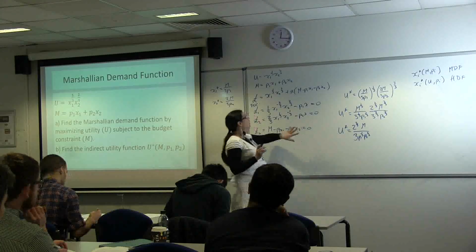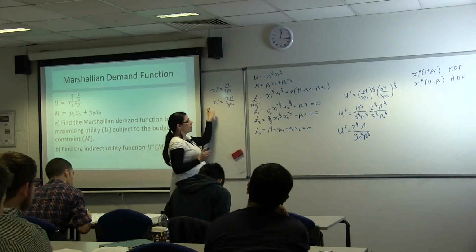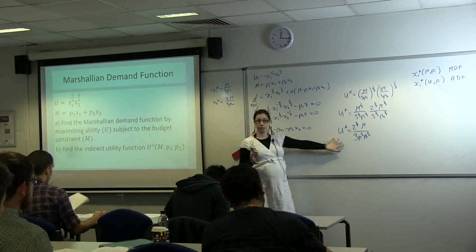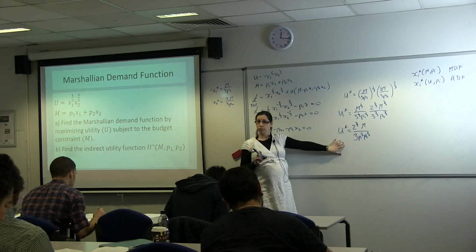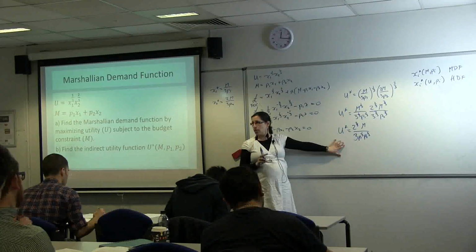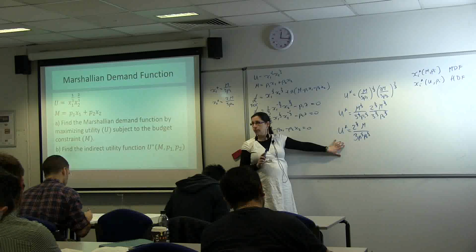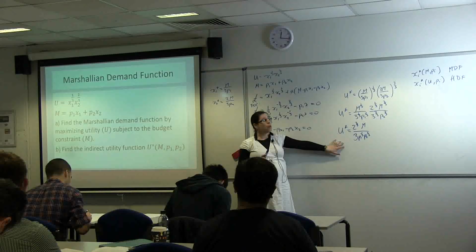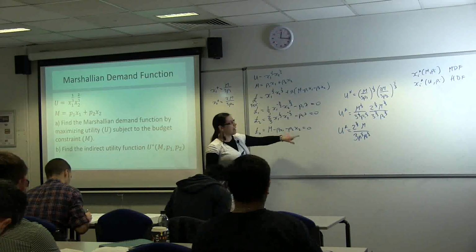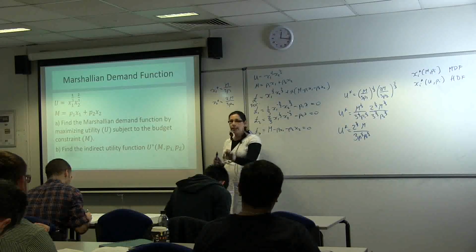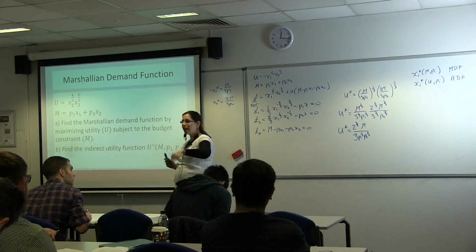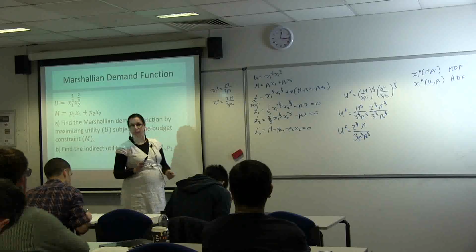Okay, so we've got the Marshallian demand functions and we've got the indirect utility. Any questions? But why is it called the indirect utility? Because you can't get the utility directly from quantities. You can get it indirectly from prices and incomes.